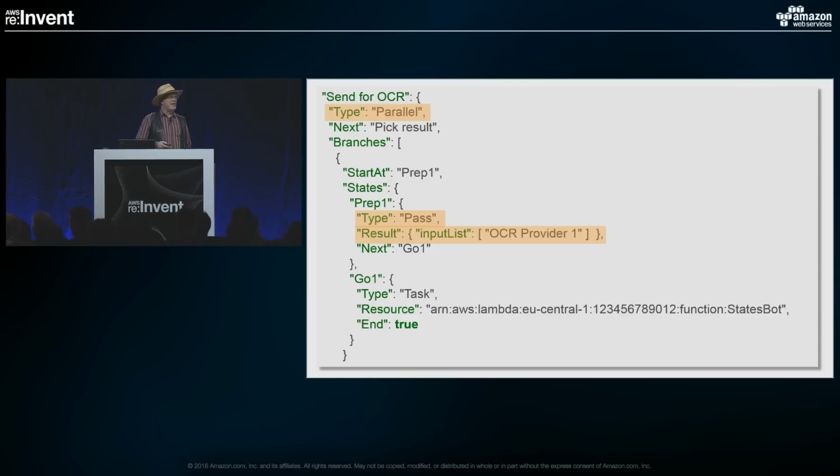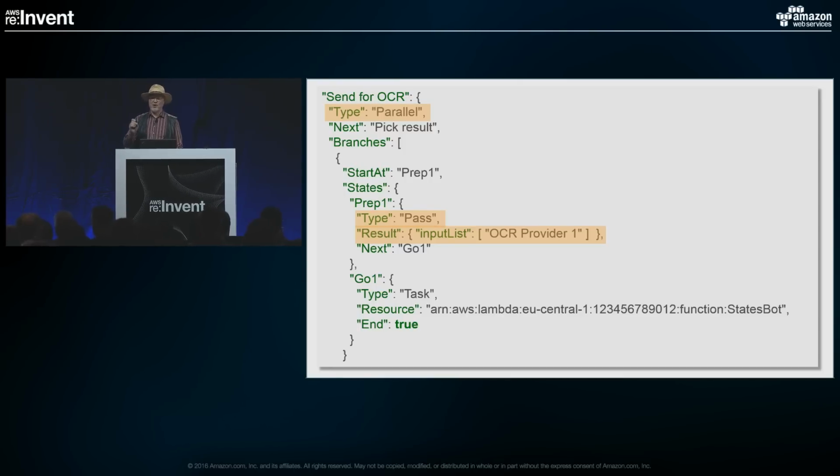Now, the keen-eyed among you will notice that the actual function I used was the same one I used before to tweet. So if I did run this thing, you'd see 3 tweets almost exactly at the same time saying OCR provider 1, provider 2, and provider 3.